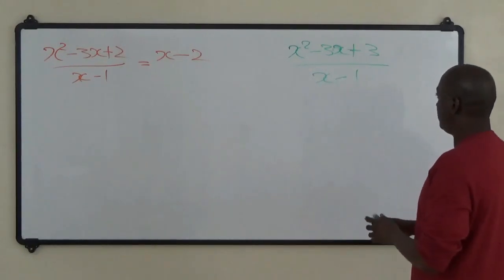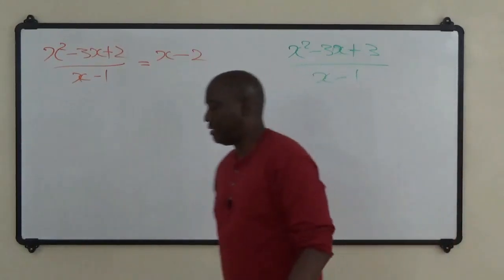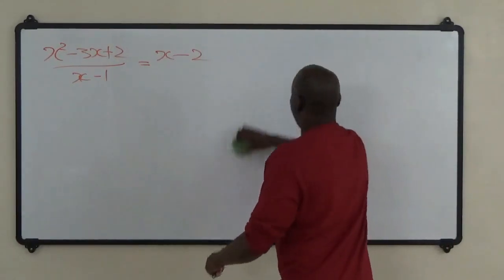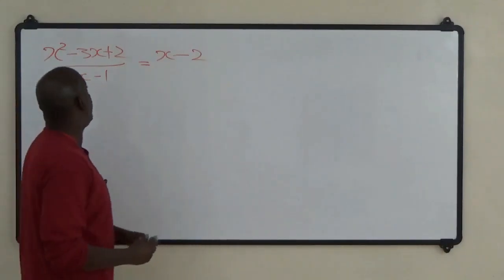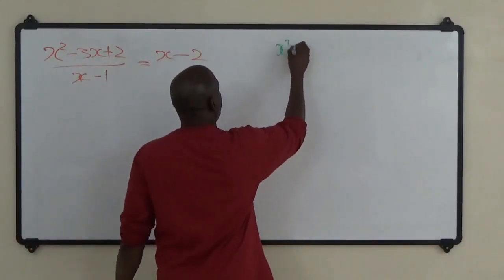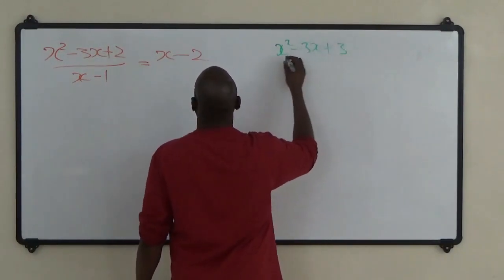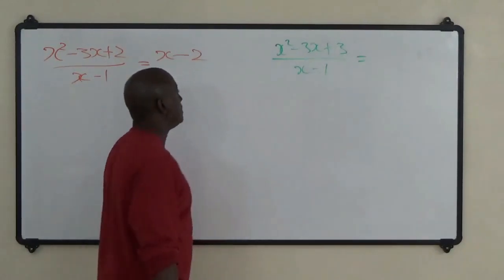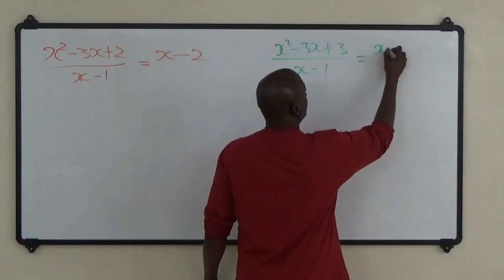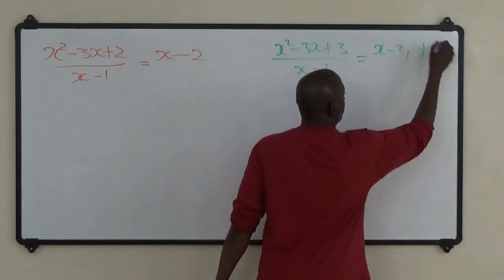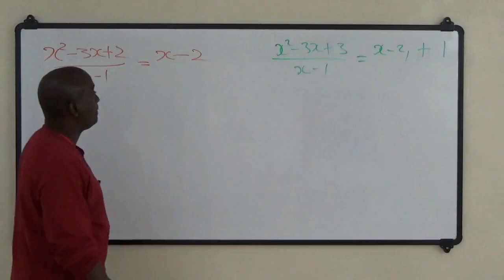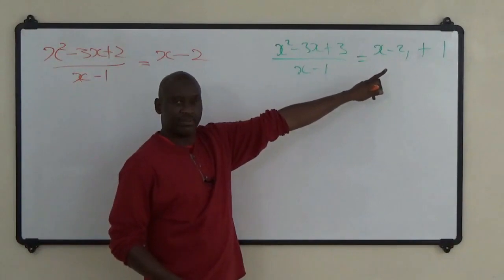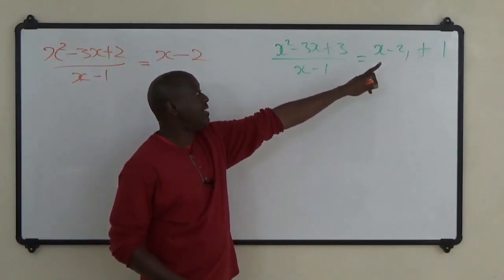On the other hand, my good friend here, x squared minus 3x plus 3 divided by x minus 1, is equal to what? Same x minus 2, but with a remainder of 1. So we don't have any remainder in the first one, so we leave it out. Over here, however, we do in fact have a remainder, and the remainder is 1.